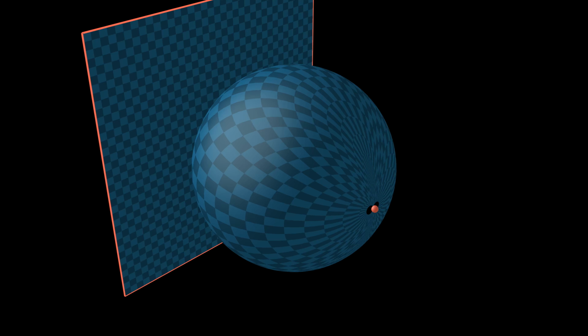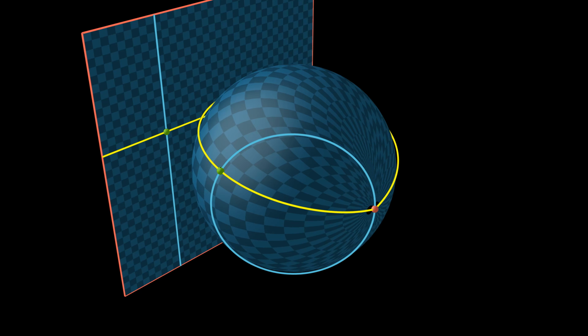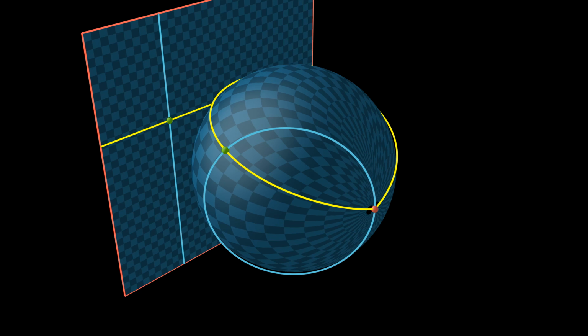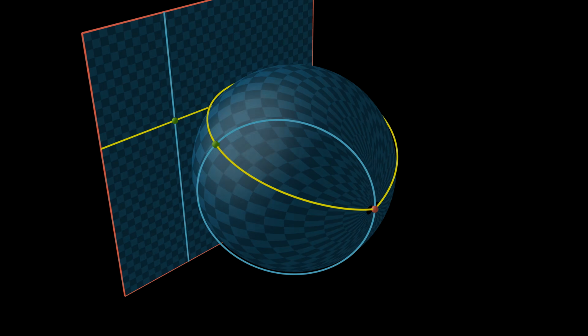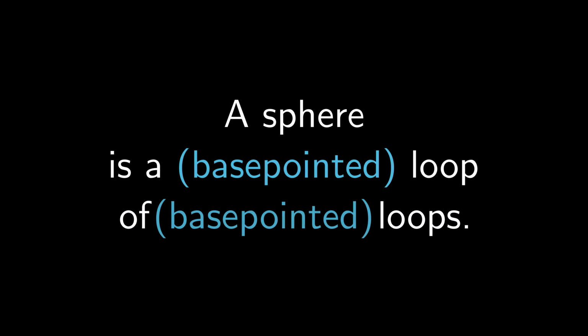The top and bottom edges are glued to the base point because every blue loop starts and ends at the base point, and the left and right edges are glued to the base point because the animation starts and ends at the constant loop. In short, a sphere is a loop of loops. Maybe you'd want to specify that we mean a base-pointed loop of base-pointed loops, since a free-floating circle of circles would just be a torus. But regardless, this makes for a nice, snappy slogan.